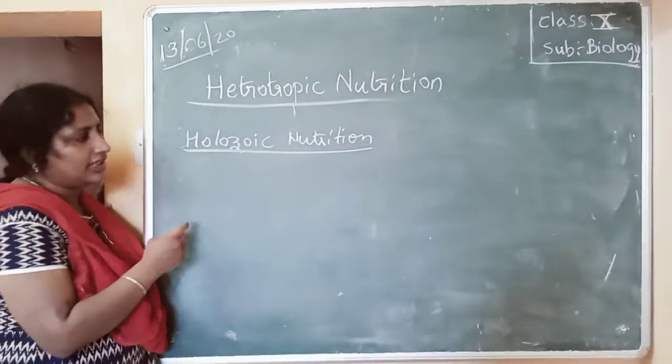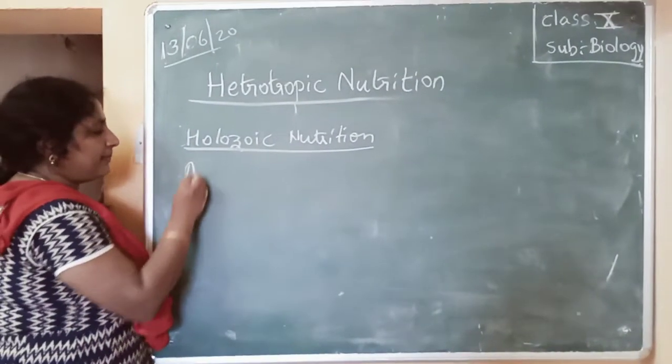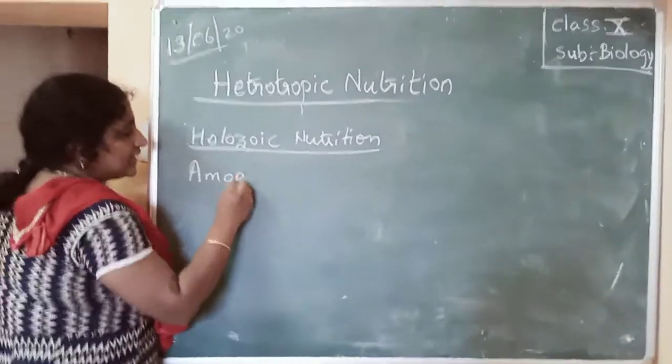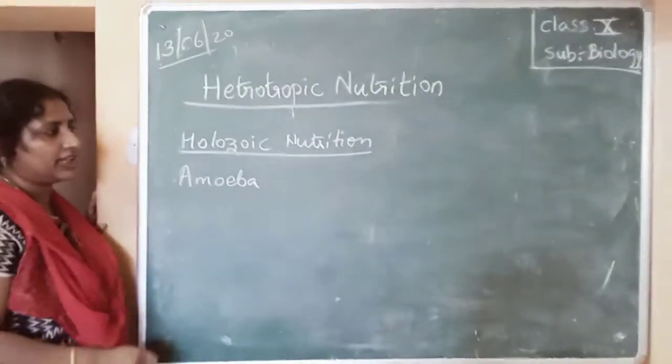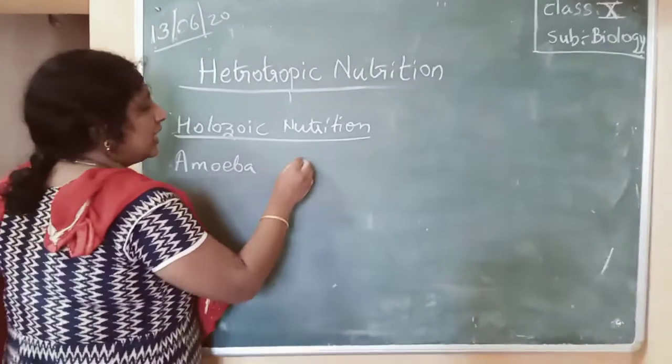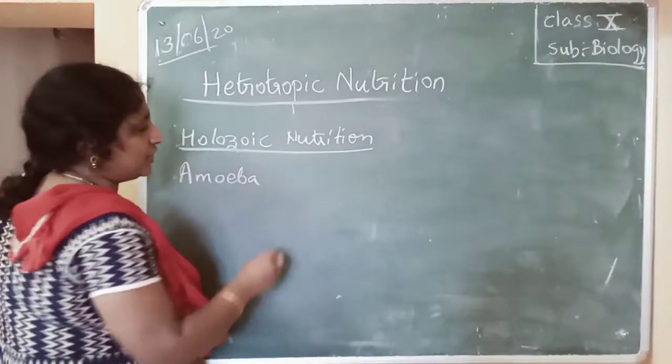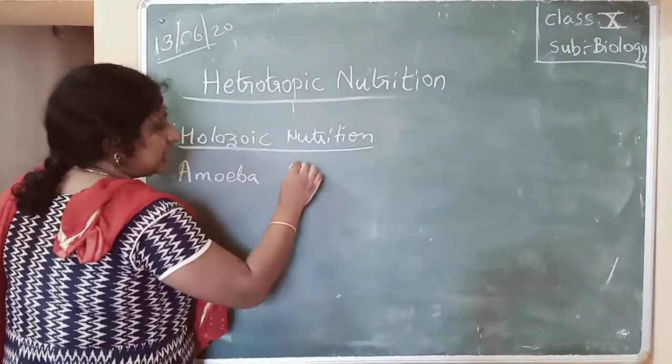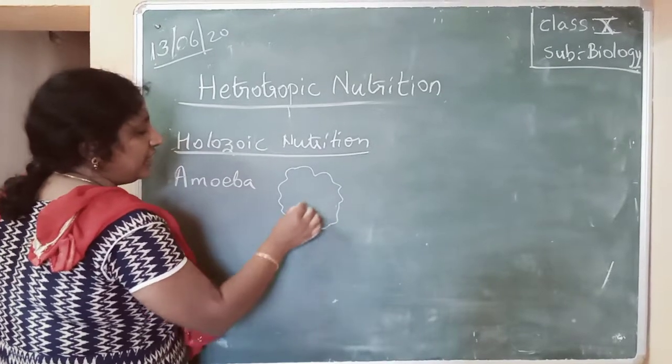So let us observe the holozoic nutrition in amoeba. Amoeba is a single cellular, unicellular organism. So let's see how the amoeba takes its food. If this is the amoeba, amoeba has no definite shape.